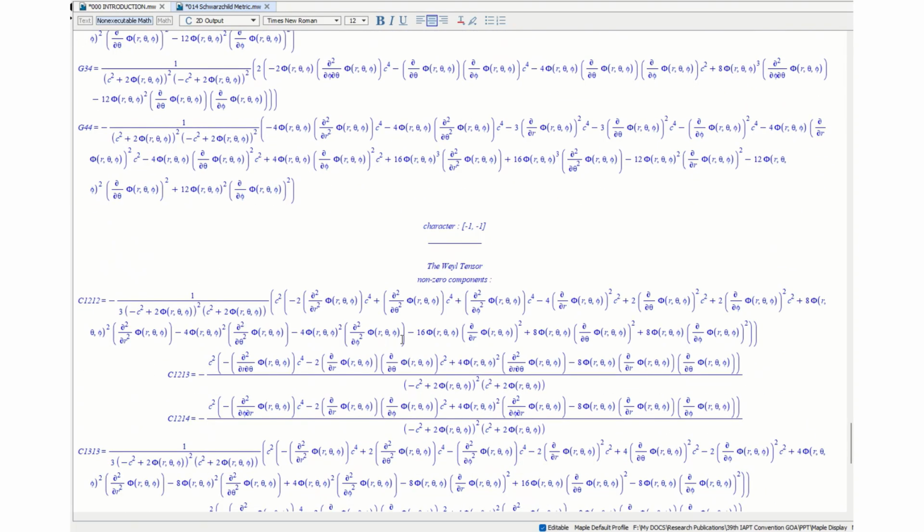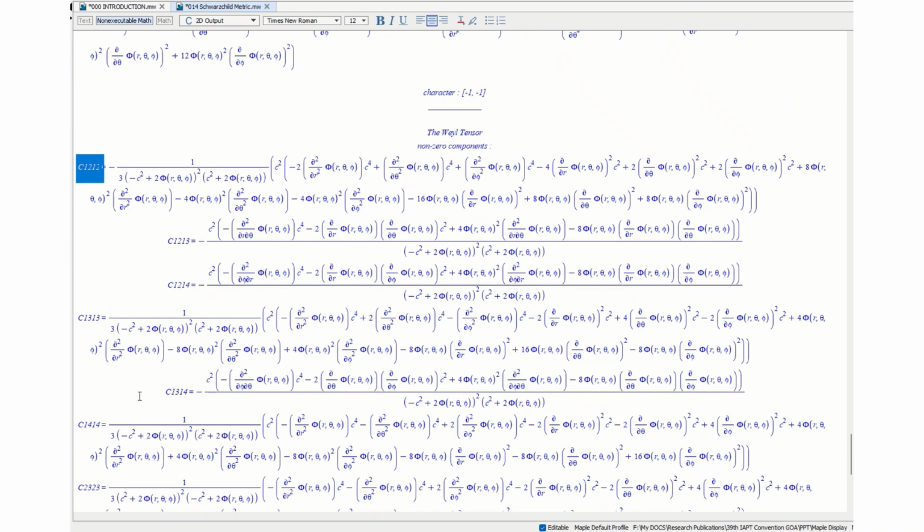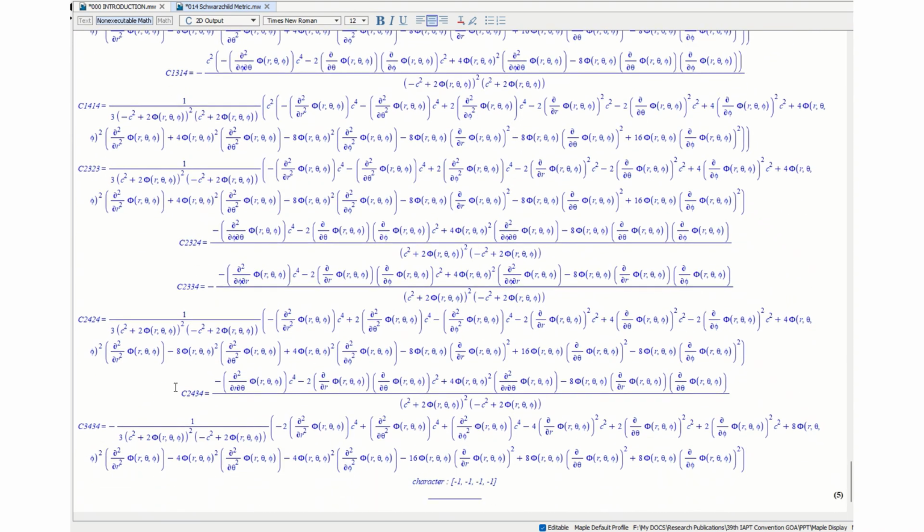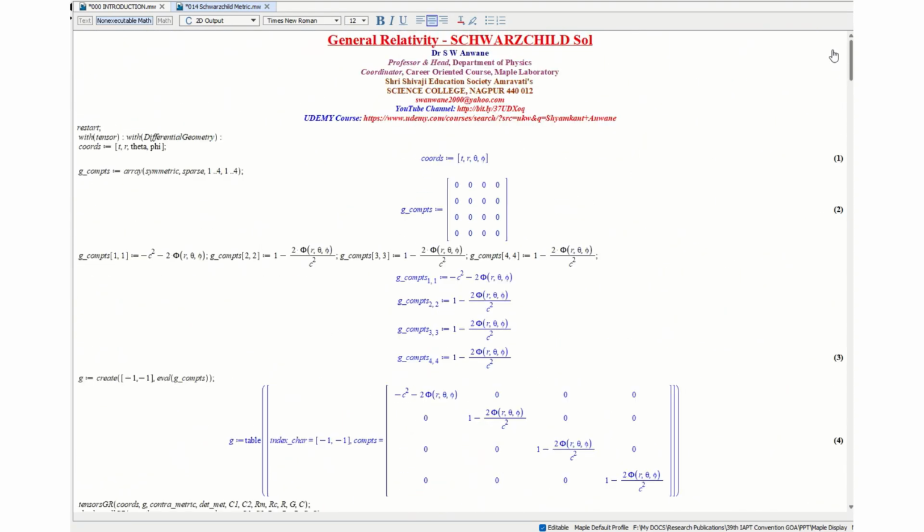Similarly, the Weyl tensor C1212, and so on and so forth, you can obtain in a click. Now, if you define a function phi, then it will be able to offer us the desired solution.